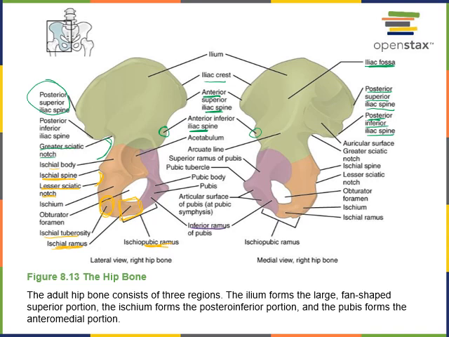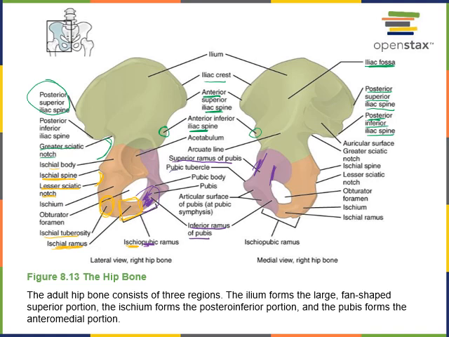So the inferior ramus of the pubis is this part that meets with the ischial ramus, and all together collectively we can call it the ischiopubic ramus. There's also a superior ramus of the pubis. The superior ramus is located superior to the obturator foramen and connects to the ilium.